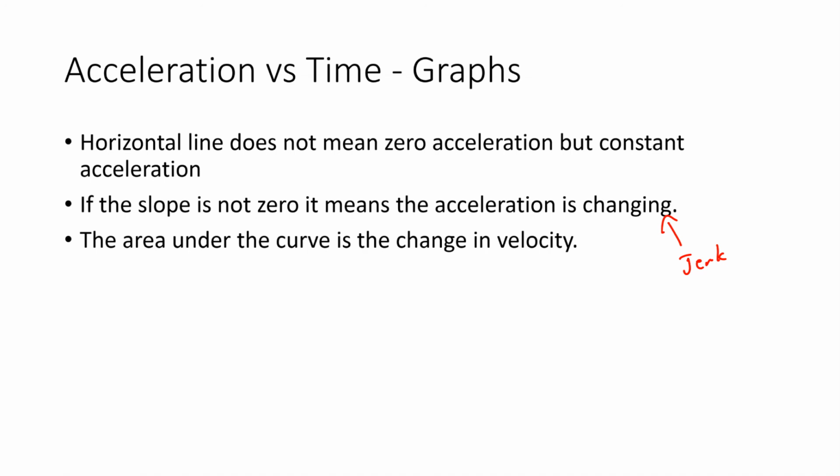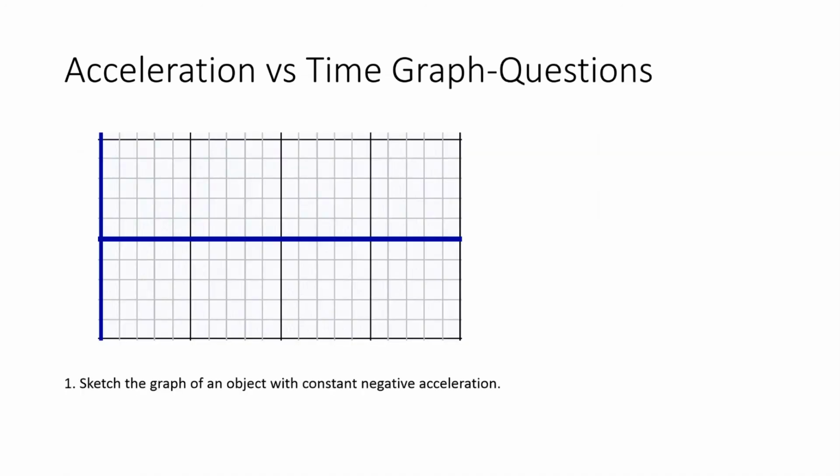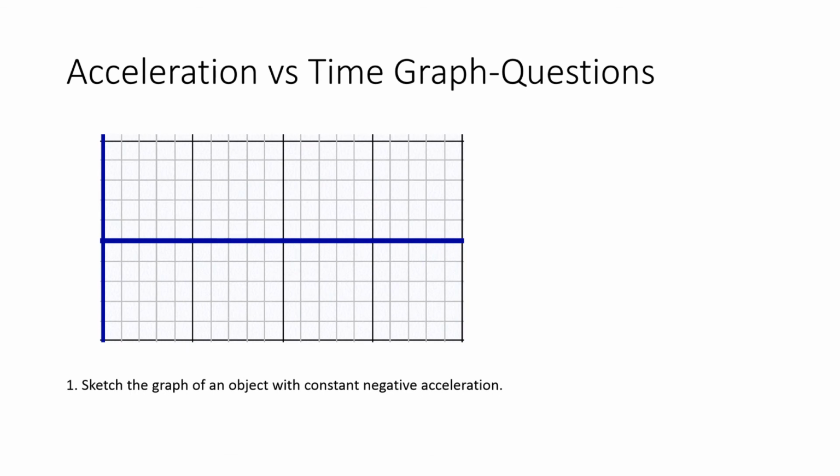And the area under the curve is going to be the change in velocity. If we had to sketch the graph of an object with negative acceleration on an acceleration versus time graph, we would just make a horizontal line below the x-axis. So it's constant acceleration because it's not changing at all, and negative so it's below the line.